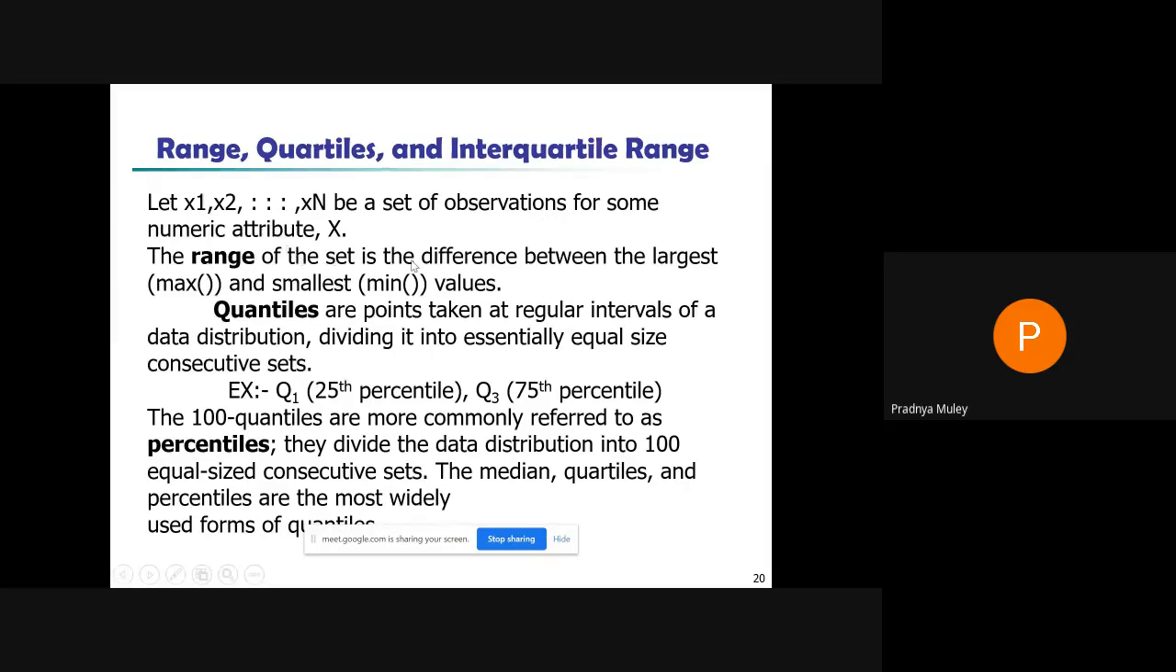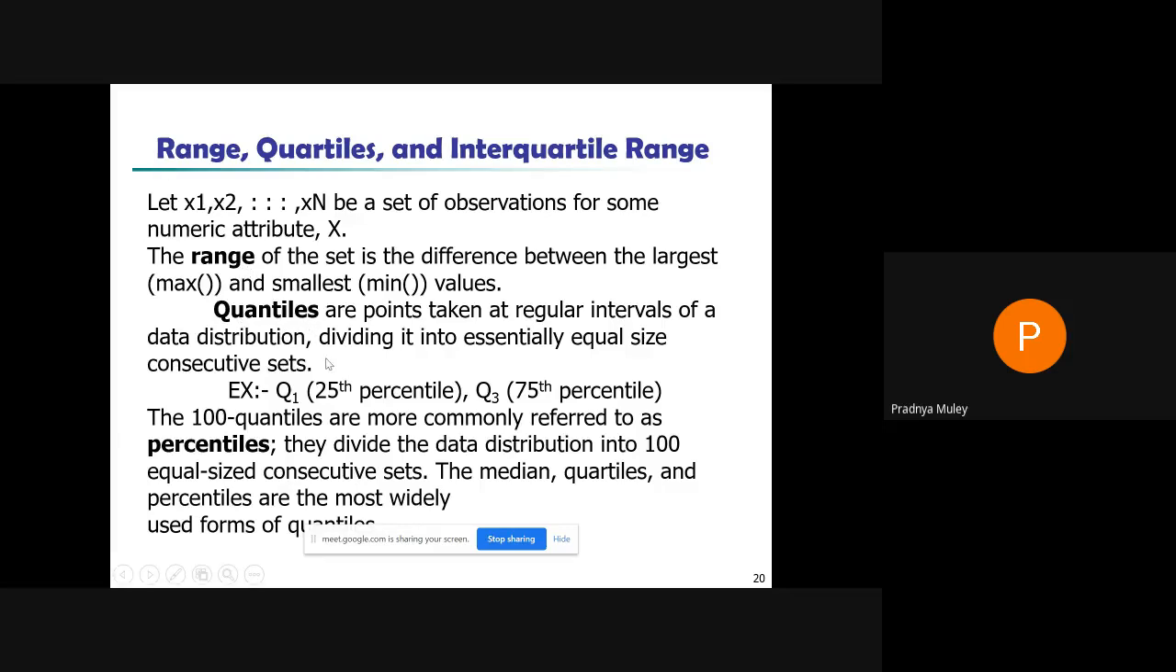The range of a set is the difference between the largest and the smallest. So what is the range of any data set? It is the difference between the maximum and the minimum. This is called the range of the data. For example, I am considering the salary data, where the minimum is 30 and the maximum is 110. The difference between these two is called the range of the data.